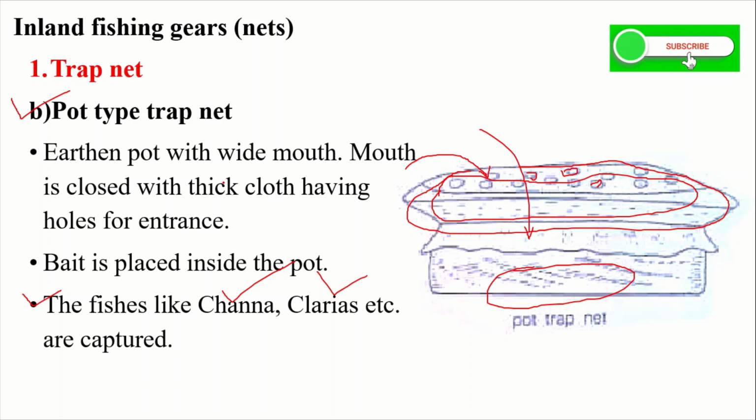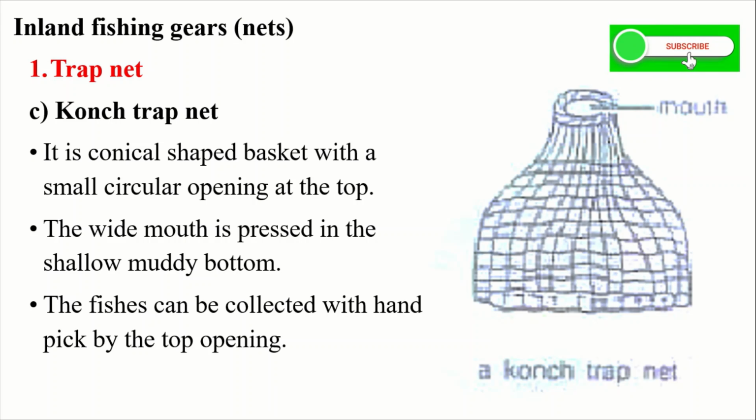Now the third type of trap net is called the conch trap net. The conch trap net is made from bamboo pieces, and it is like a conical basket with a small circular opening called the mouth. It is commonly used in shallow muddy water. One side has a wide mouth and the other side has a small opening. It is a conical shaped basket type of net with a small circular opening at the top, and the wide mouth is pressed into the shallow muddy bottom. Such a conch trap net is used in shallow muddy water.